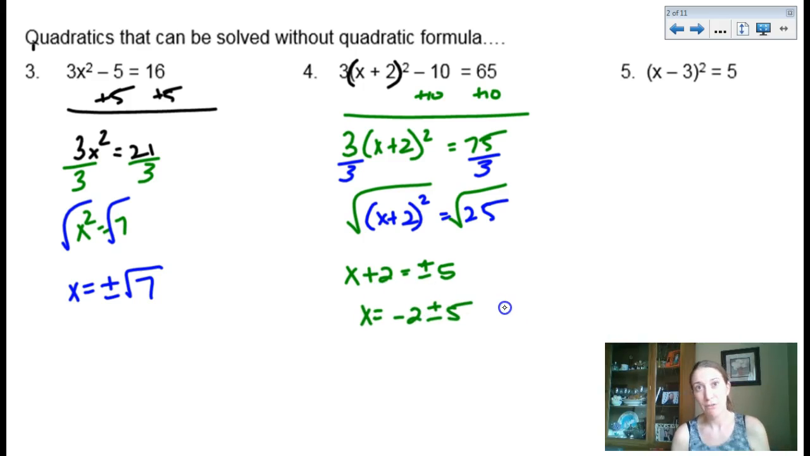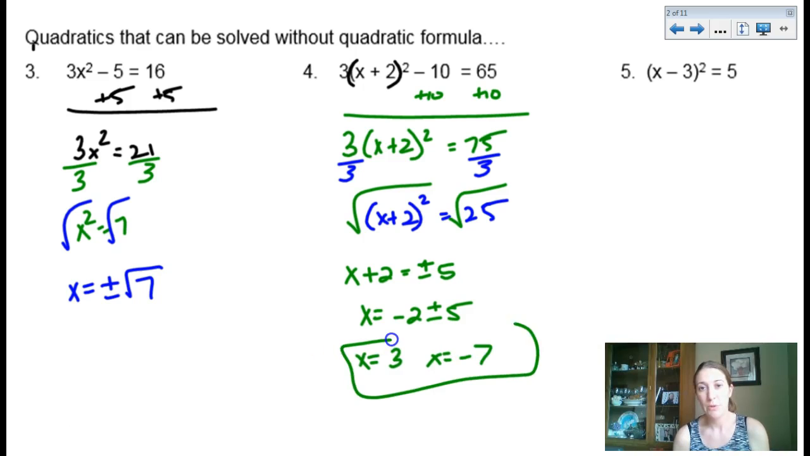Now I want you to take this further than that as your solution, because these are integers, which means we have nice answers that we can separate. So negative 2 plus 5 is 3, and negative 2 minus 5 is negative 7. So in both of these examples, we did end up with 2 answers. This one has positive square root of 7 and negative square root of 7. This one has negative 7 and 3.